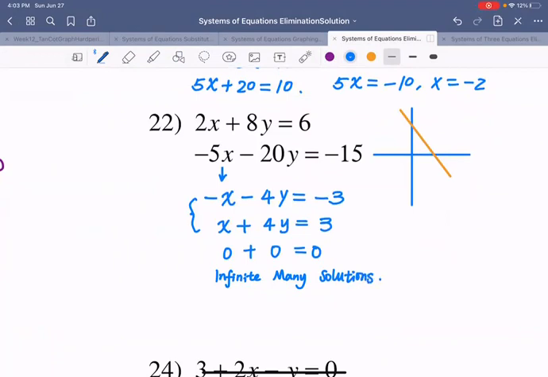All right, when you simplify your equations and find out these two equations are actually the same equation, that means these two lines are duplicate lines. It has infinitely many solutions, all right?